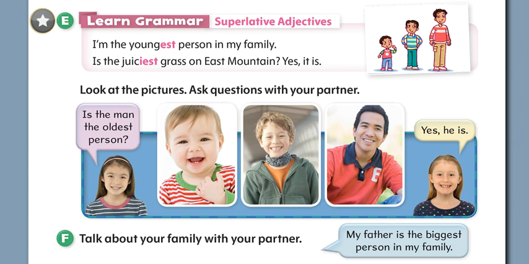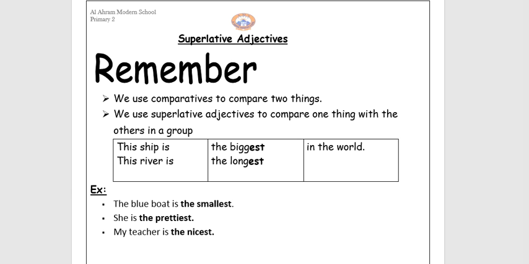Let's move to our booklet. Now it's time to move to our booklet A, page 77, where we are going to discuss superlative adjectives. But before we start, we need to remember that we use comparative adjectives to compare between 2 things, and we use superlative adjectives to compare between one thing and a group of other things. Let's read the examples in the table.